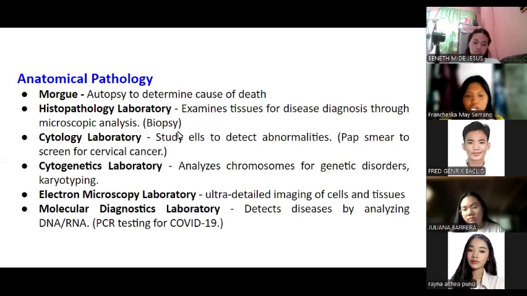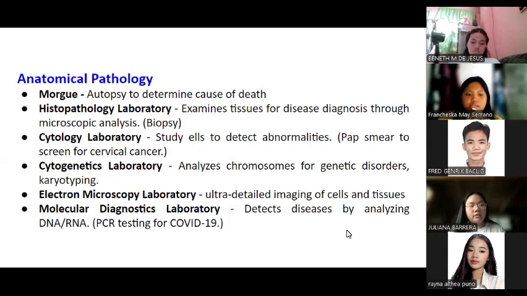Next naman is cytology laboratory, and dito tinetest if may abnormality yung tissue or yung specimen. Ang example nito ay yung pap smear for screening of cervical cancer. Next is cytogenetics laboratory. Dito ina-analyze ang chromosomal genetic disorders, and example nito is karyotyping, or karyotyping is for Down syndrome. Next is electron microscopy laboratory para ma-view yung cells or tissues in an ultra-detailed way.